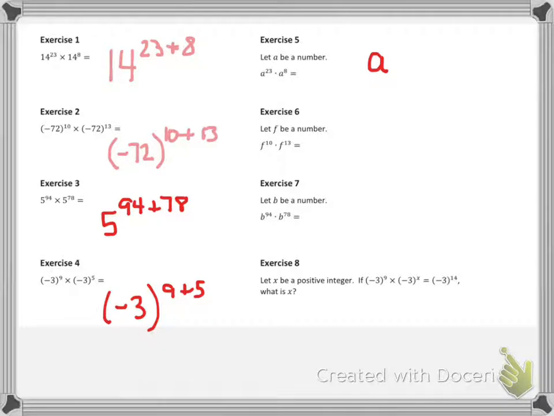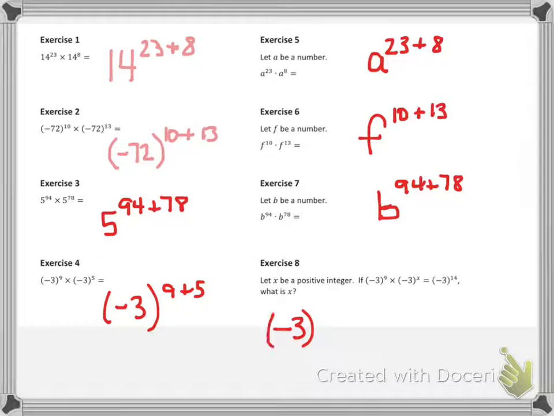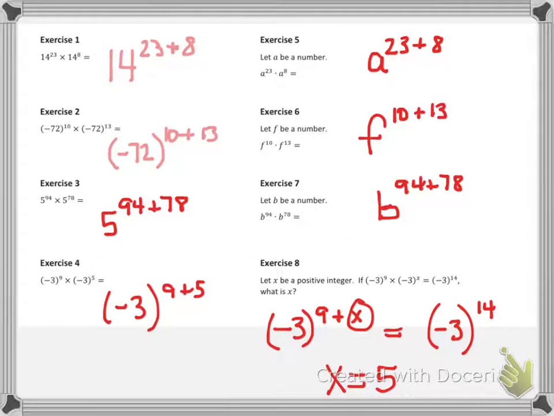So I've got A as my base, and if I add the exponents, 23 plus 8, that is my new exponent. Okay, exercise 6, I've got a base of F, and my exponent will be 10 plus 13. Number 7, my base is B, and I'm going to add the exponents, 94 plus 78. And then the last one, they've done it for me, so let's take a look at this. I've got negative 3 as my base. I'm going to add 9 plus x, and they already did this and said that negative 3 is the base and the exponent is 14. So what does x have to be in order to equal 14? Well, x would have to be 5. Okay, so there's the first 8.